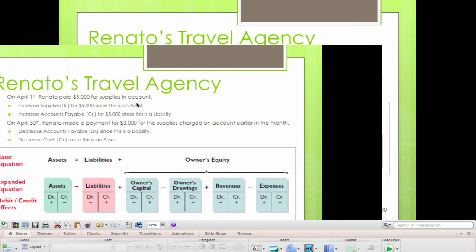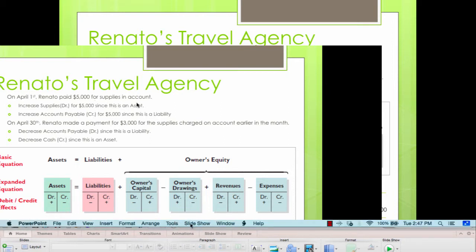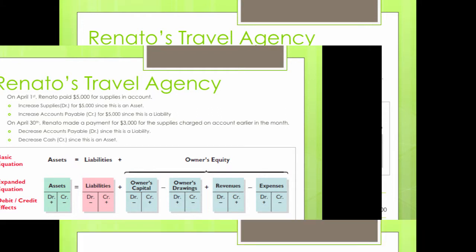Okay. So if you remember from your first chapter, this visual shows you how to analyze which accounts are affected by this transaction. Just like the slideshow, you need to remember that the transaction will affect at least two accounts. Here you have the date of the transaction, the account titles, and the amount.